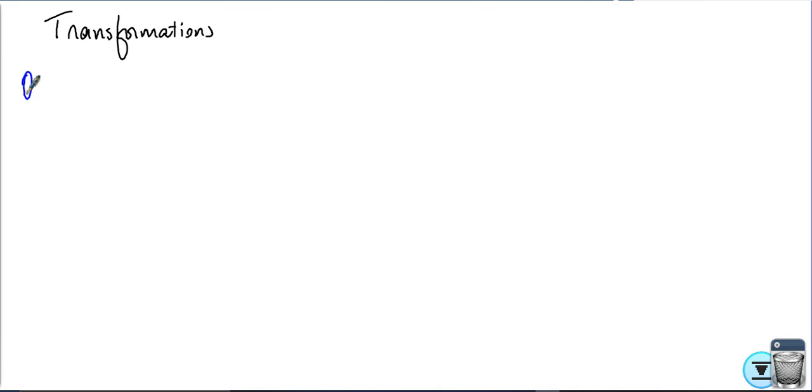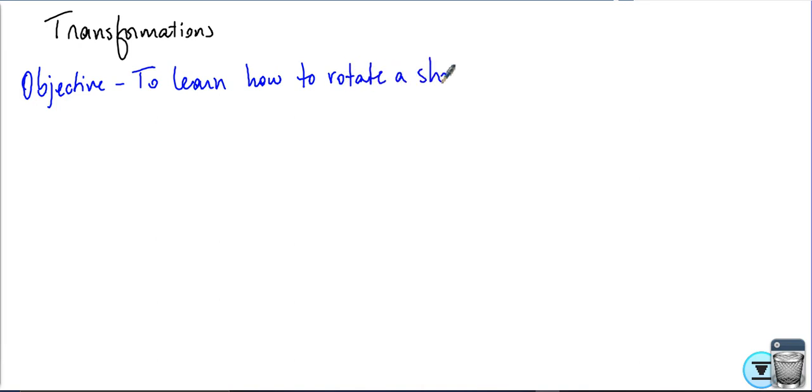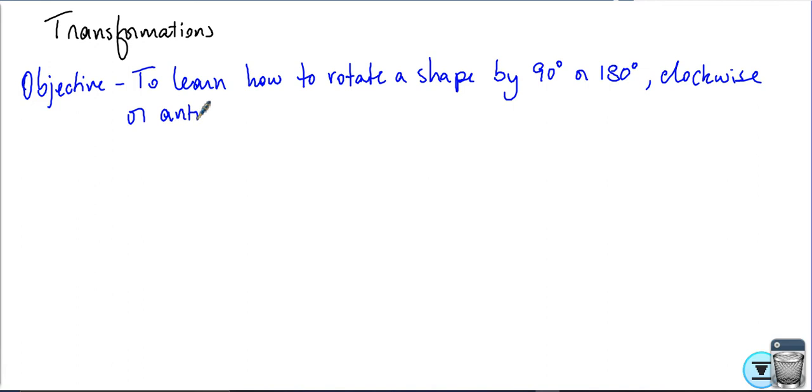Dear students, our objective for today is to learn, we're going to start rotations, to learn how to rotate a shape by 90 degrees or 180 degrees, clockwise or anti-clockwise, taking the origin as the center of rotation, so from the origin. That is going to be our objective for today.